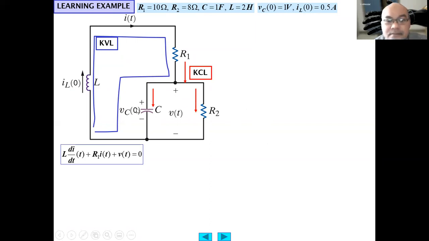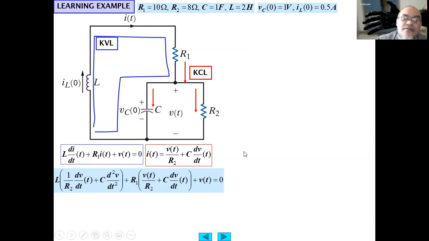Using KCL at this node, we obtain IT here. IT equals IC plus IR2, and IC equals C dv/dt, IR2 equals VT divided by R2. So combining these two equations, we resubstitute the I here with the term here.